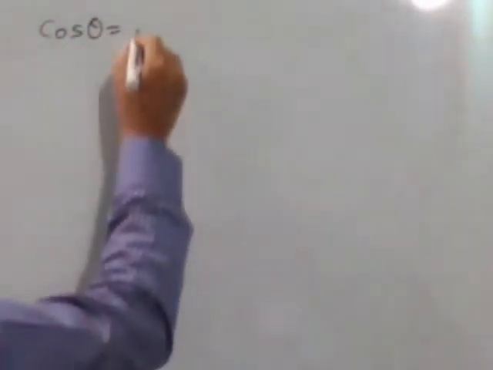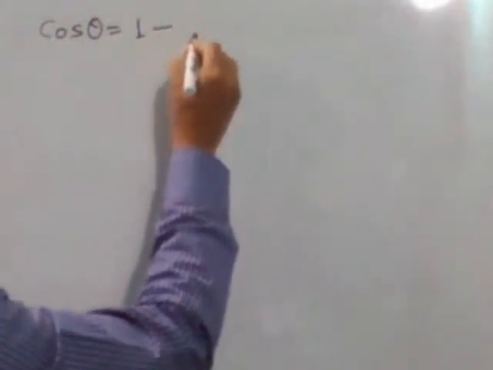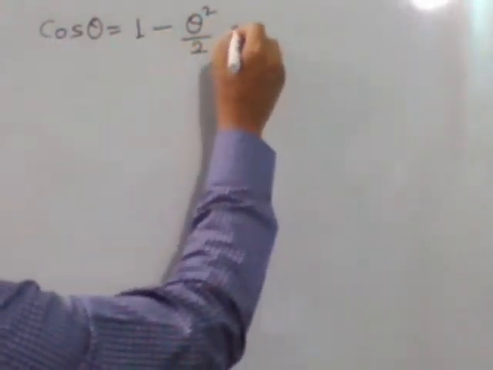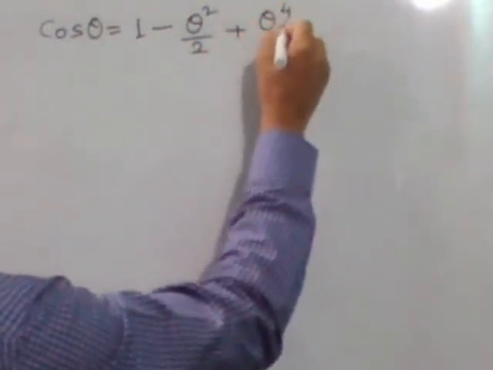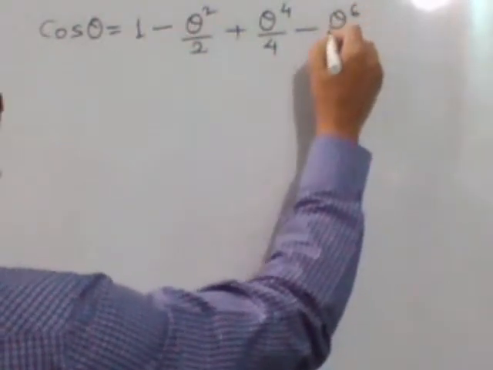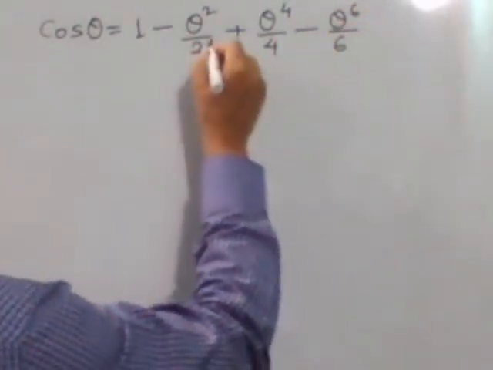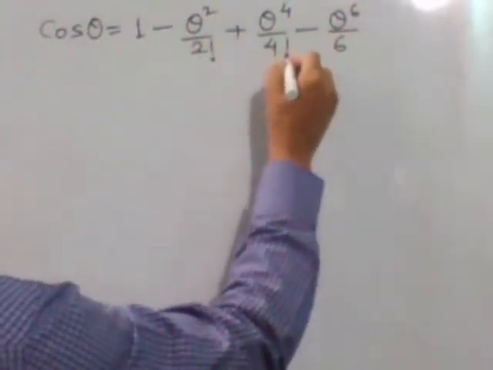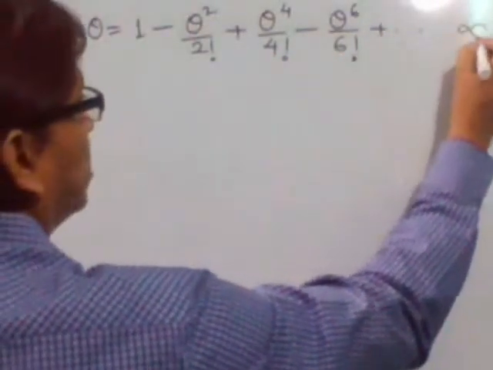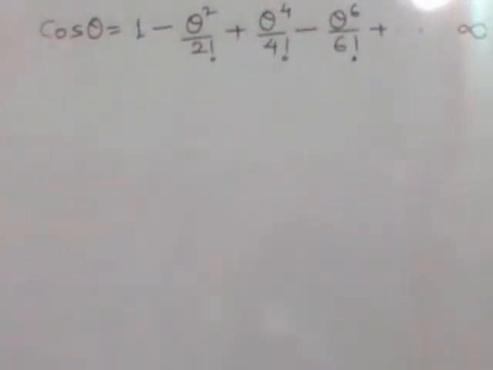So cos theta has a series like this: 1 minus theta square by 2 factorial plus theta to the power 4 by 4 factorial minus theta to the power 6 by 6 factorial, all these are factorials, plus up to infinity. So these are infinite series.